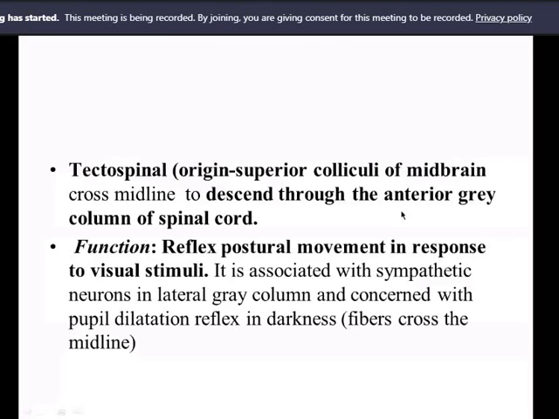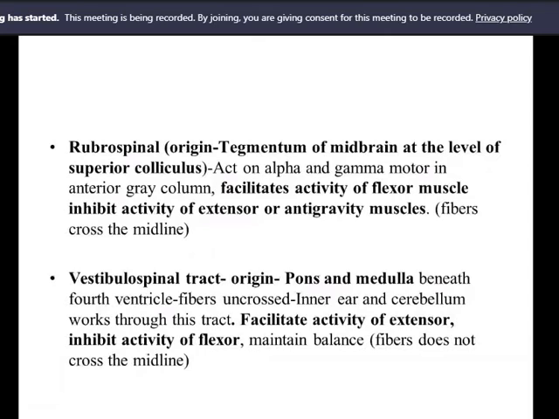Now comes the rubrospinal tract. The rubrospinal tract's origin is the tegmentum of the midbrain at the level of the superior colliculus. So tegmentum means it is also in the midbrain, but in between the superior colliculus and inferior colliculus. It is in the red nucleus. So generally nuclei are grey in color, but this nucleus is red in color, so it is called the red nucleus.